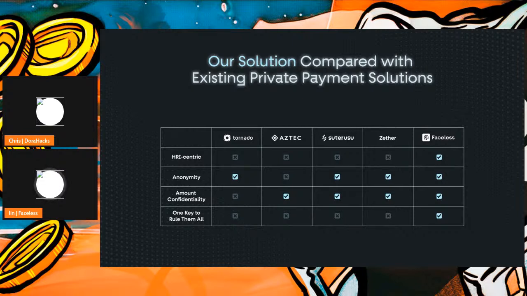Compared with existing payment solutions, for instance DoraHacks, Aztec, Cruzo, etc., we have obvious advantages, for instance in terms of whether it's human-centric, and whether we have the one-key-to-learn-more property, right? Because we base our scheme on an identity-based solution, we have these two obvious advantages. But also in terms of privacy level, we have achieved the highest level, both in terms of anonymity and amount confidentiality.